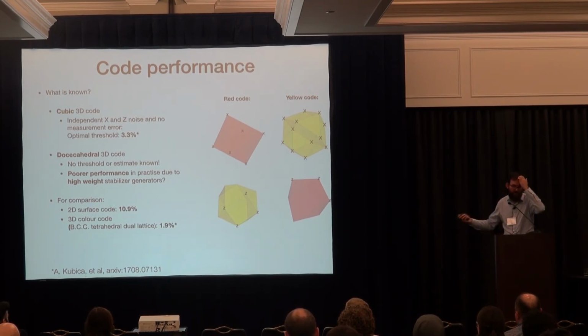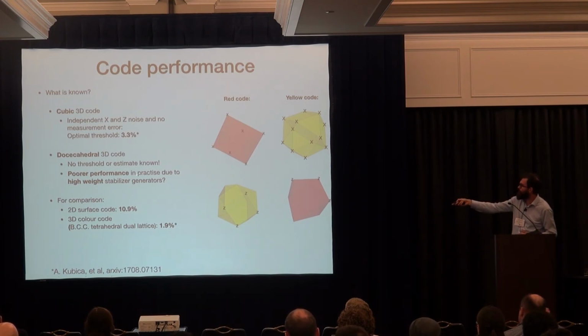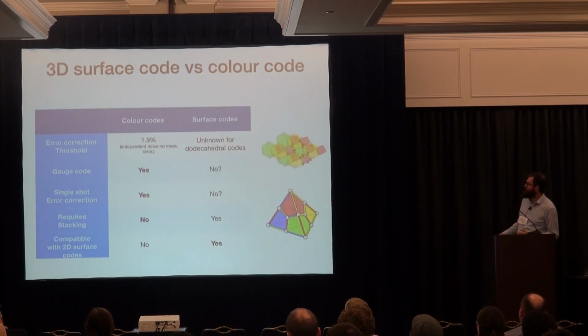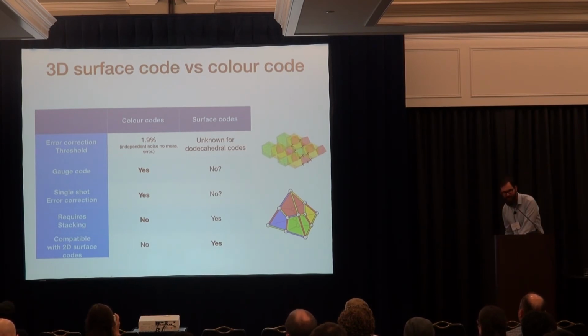But we don't know, and this would be an interesting thing for future investigation to find out what sort of performance hit you get by switching to the dodecahedral code. So to sort of summarize our 3D surface code versus the color code, I mean, should we now abandon the color codes and switch to the 3D surface codes instead?